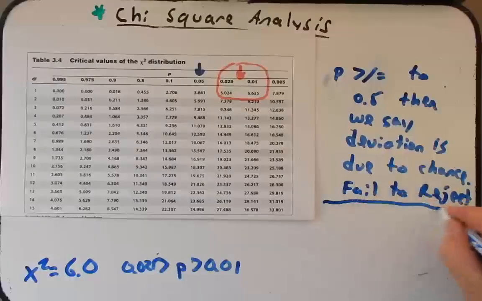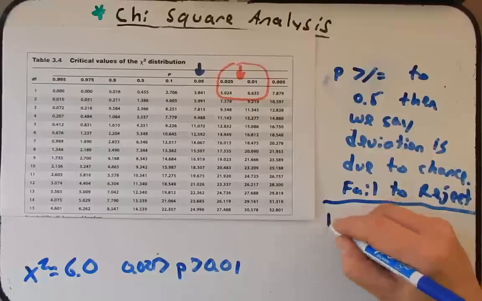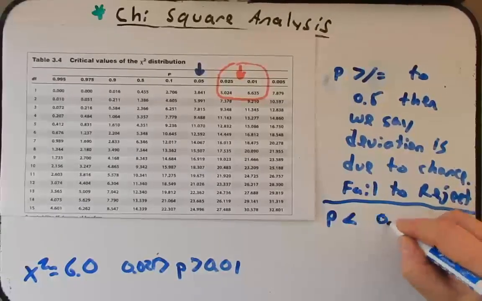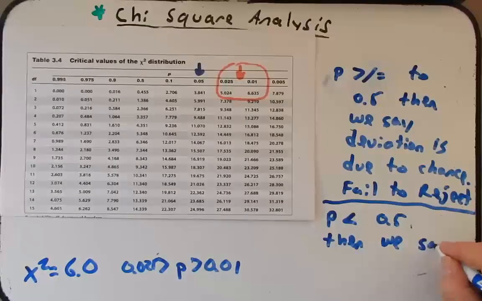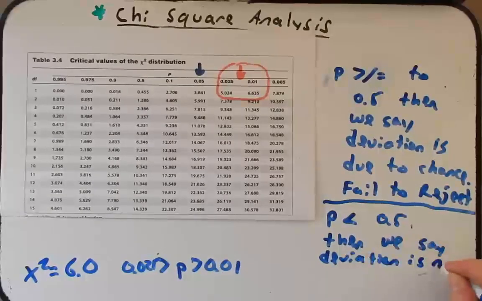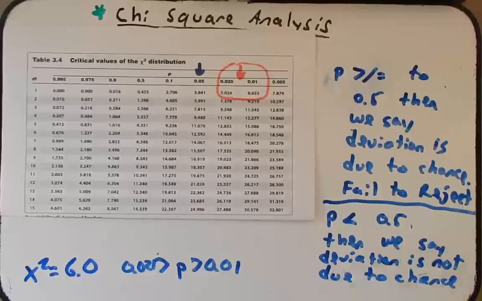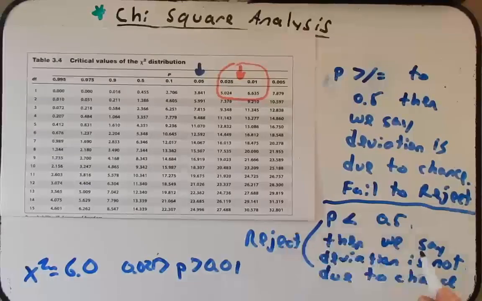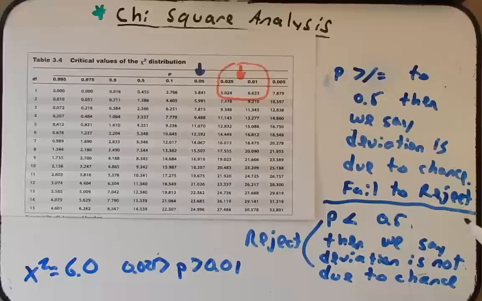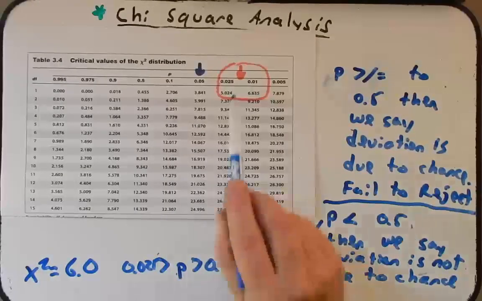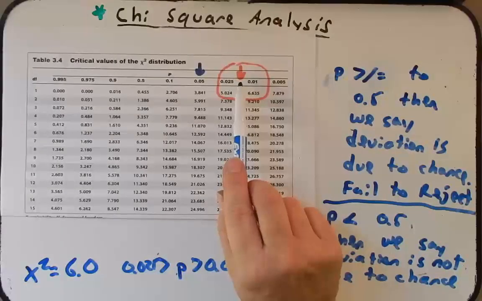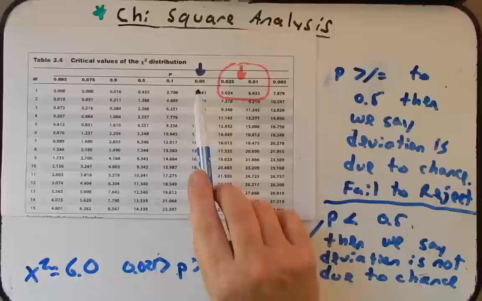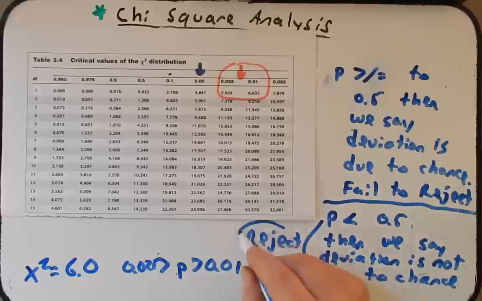Now let's consider the other option, and that is if p is less than 0.05, then we say that the deviation is not due to chance. And there's something else going on here. We need to come up with a new hypothesis to test, because we are going to reject our hypothesis in this case. So do we fail to reject, or do we reject our hypothesis? Our p-value is right here, and so it is less than 0.05. Since it's less than 0.05, we're going to reject our hypothesis.